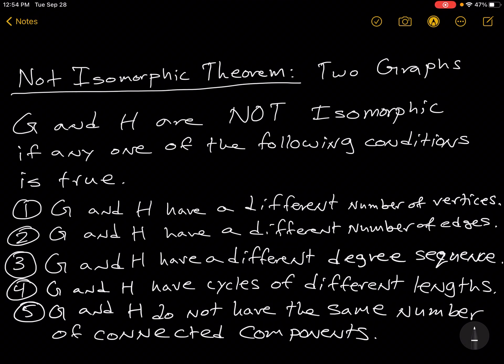Here we have the not isomorphic theorem. Two graphs G and H are not isomorphic if any one of the following conditions is true. And one or more could be true, and they're not isomorphic.